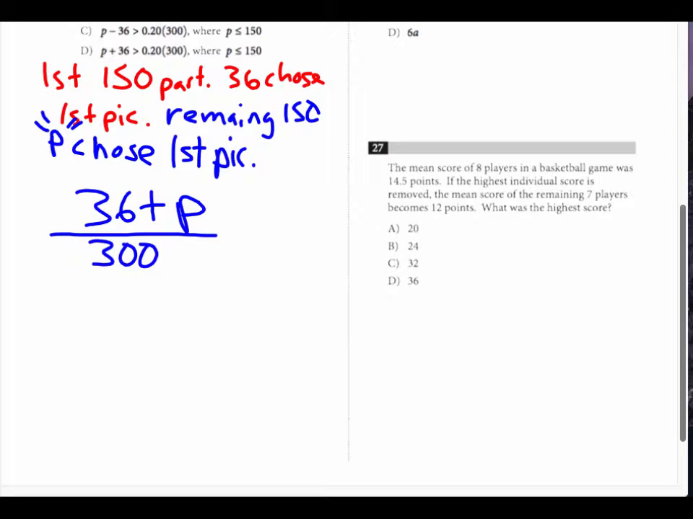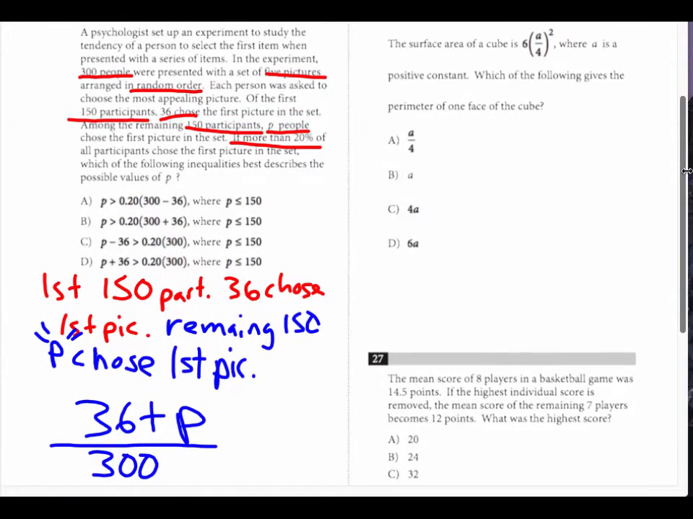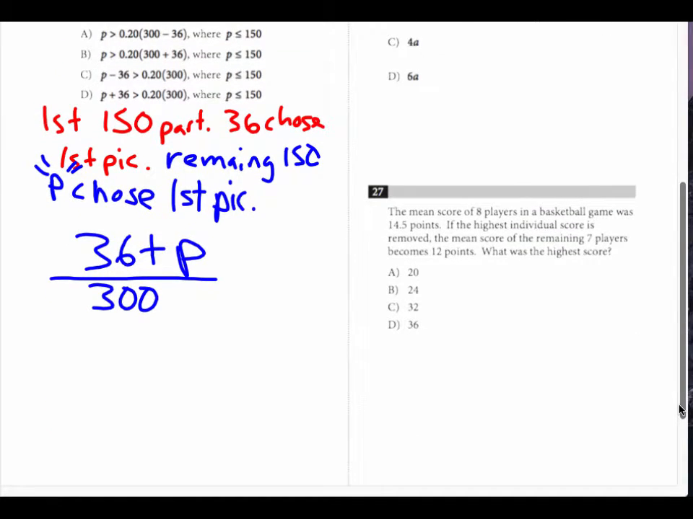Well, now there's one other thing. There's an inequality, and so we got to look at this. The question says if more than 20% of all participants chose the first picture in the set, which of the following inequalities best describe the possible values for P? So this has to be greater than 20%, and we'll just write it as a decimal, 0.20 or 0.2.